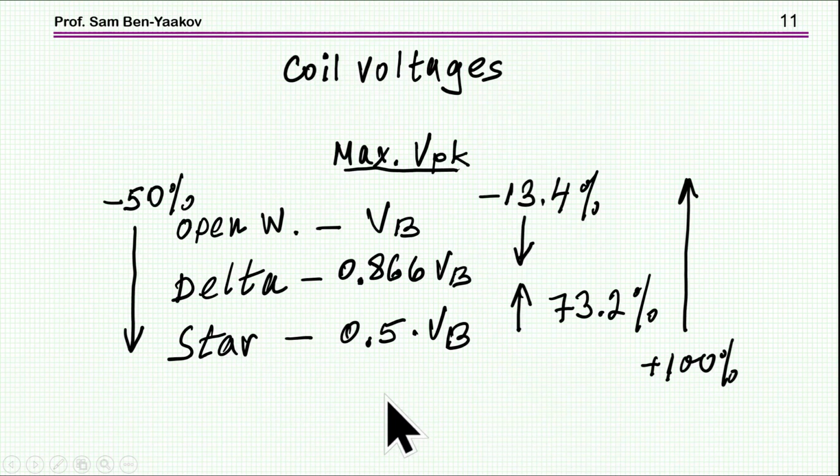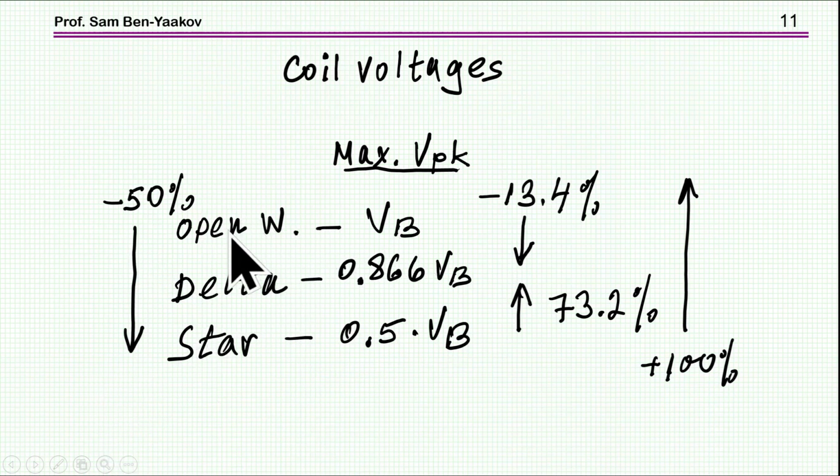So if I summarize these results, I find the following. For the open winding, I can get a peak value of the voltage of VB. For the delta, 0.866, which we don't like, as I have said. And for the star, it's only 0.5. So if I compare the open winding to the delta, there is a drop of 13% because there is a phase shift between any two half bridges. And the worst case is, of course, the star, and here I'm losing 50% as compared to the open winding.